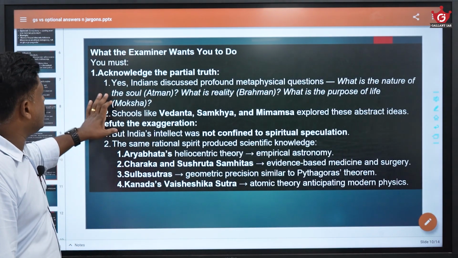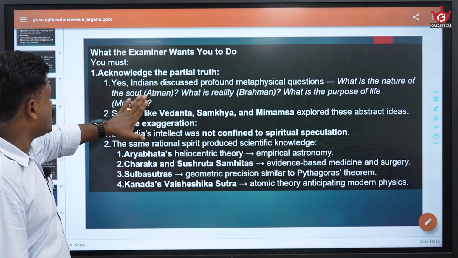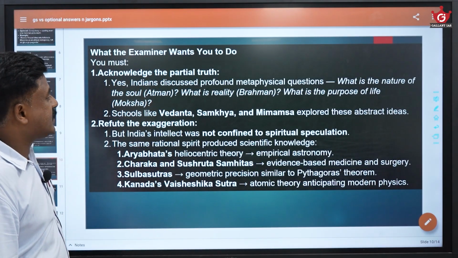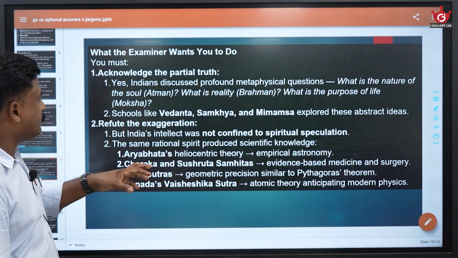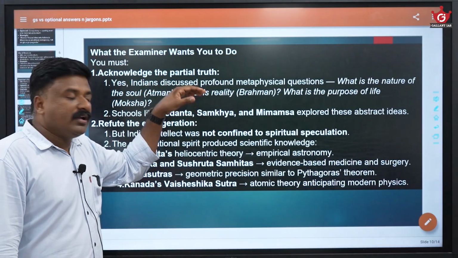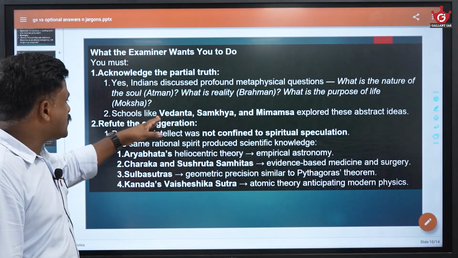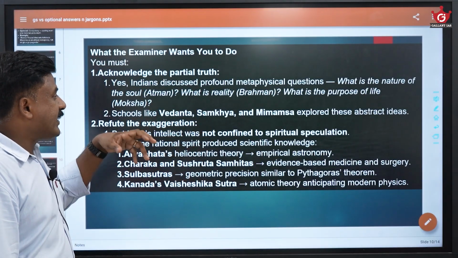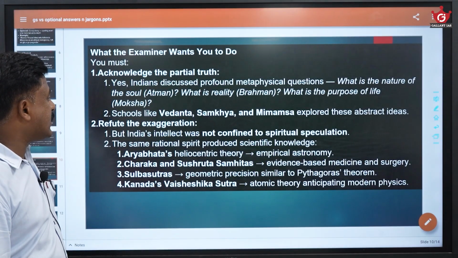Then you must acknowledge the partial truth. Indians discussed profound metaphysical questions. What is the nature of the soul? Atman, Brahman. What is the purpose of life? Yes, they were engaged in philosophy and metaphysics. Vedanta, Samkhya, Mimamsa, they all explored the abstract ideas of these early Indians.